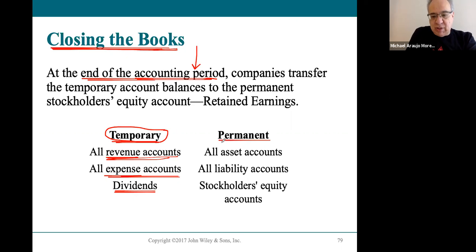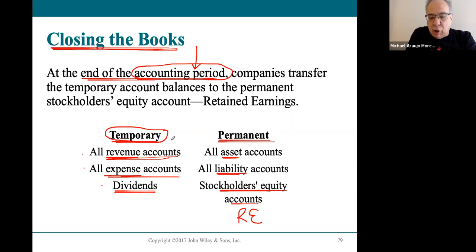We never close the permanent accounts. Asset accounts are permanent accounts. They are not subject to periodicity, so we don't measure them based on an accounting period like we do with revenues and expenses and dividends. Assets are on the balance sheet, which are not subject to that. Liability accounts are also on the balance sheet. They are permanent accounts. They do not go through a closing process at the end of an accounting period. And stockholders' equity accounts are also permanent accounts. And remember, retained earnings, stockholders' equity and retained earnings is a permanent account.